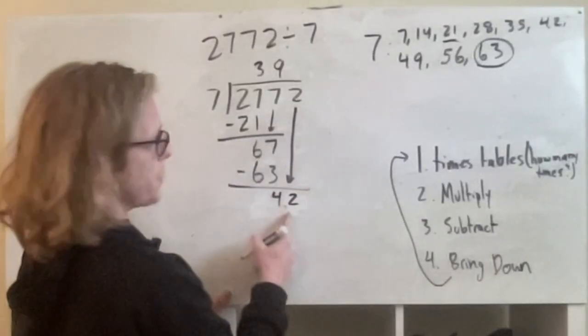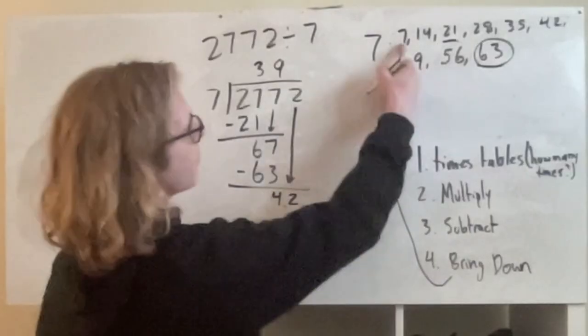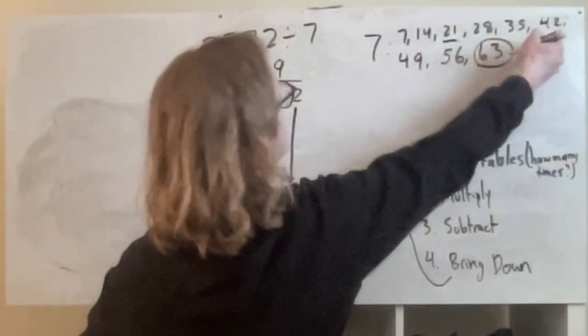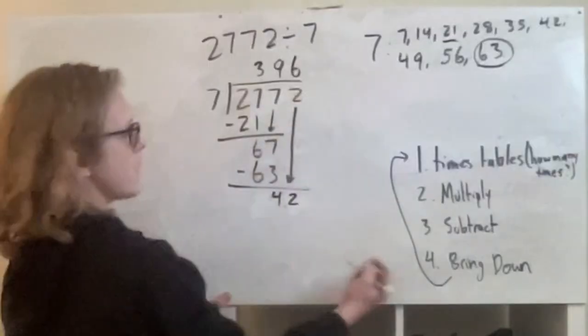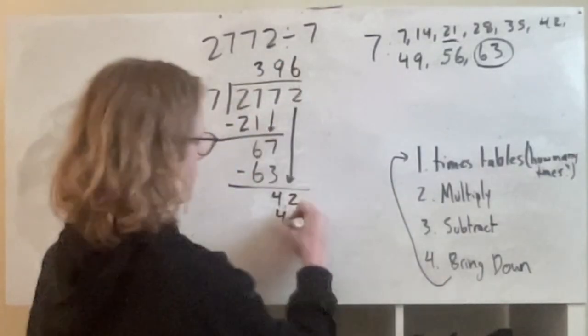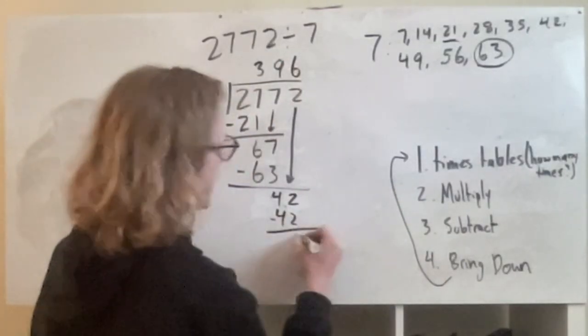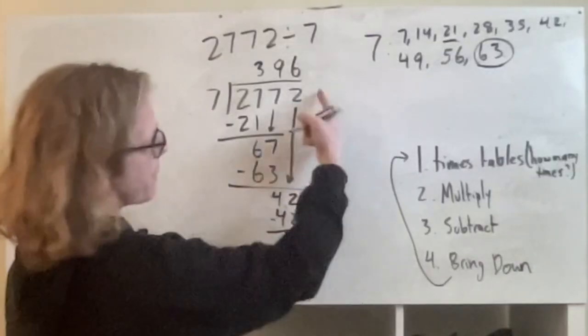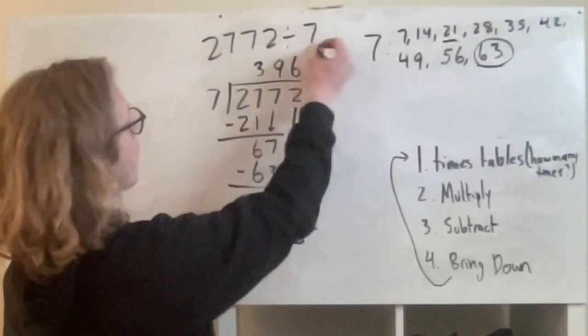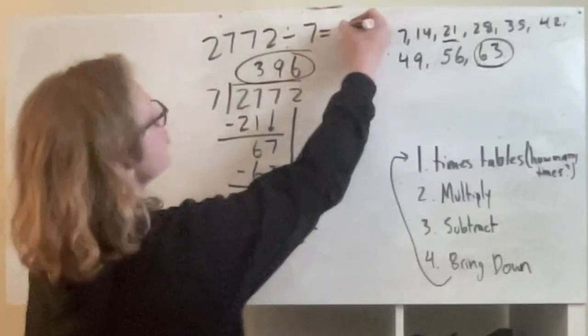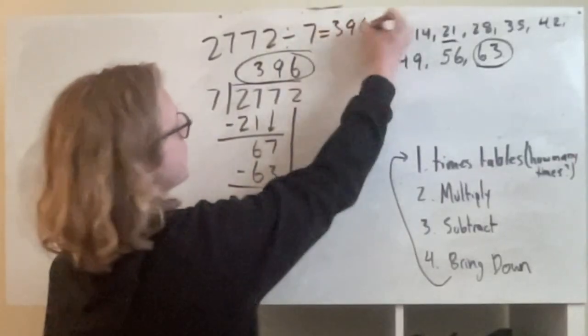Seven goes into 42. 1, 2, 3, 4, 5, 6 times. Multiply. 6 times 7, 42. Subtract, we get nothing left over, and there's nothing left to bring down, so we are done. Our answer, our quotient, 396.